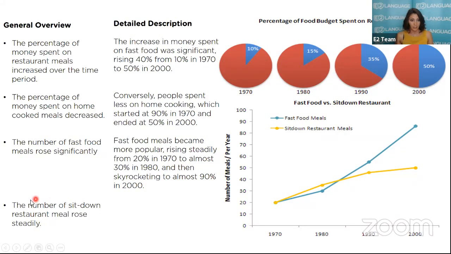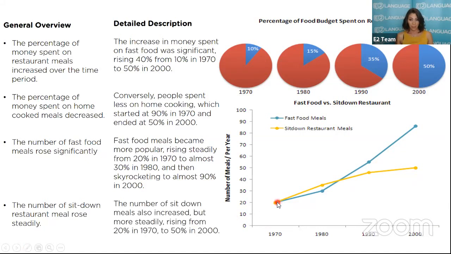Then the number of sit-down restaurant meals rose steadily. I need to give evidence for that. The number of sit-down meals also increased, but more steadily, rising from 20% in 1970 to 50% in 2000. Okay, I don't need to say what happened in between. It's not really that important. There was nothing significant. There wasn't a huge rise or a huge fall. It was just a steady increase. So I can just describe where it started and where it ended.